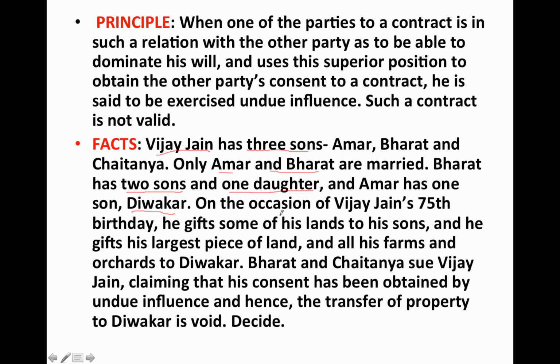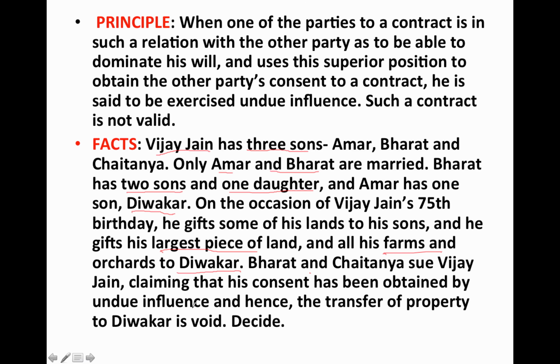Now, on the occasion of Mr. Vijay Jain's 75th birthday, he gifts some of his land to his sons, and he gifts the largest piece of land and all his farms and orchards to Divakar. So clearly, he has a favorite grandson, Divakar, to whom he has gifted the most amount of property. Now, Bharat and Chaitanya sue Vijay Jain. The sons are suing their father, claiming that his consent has been obtained by undue influence and hence the transfer of property to Divakar is void.